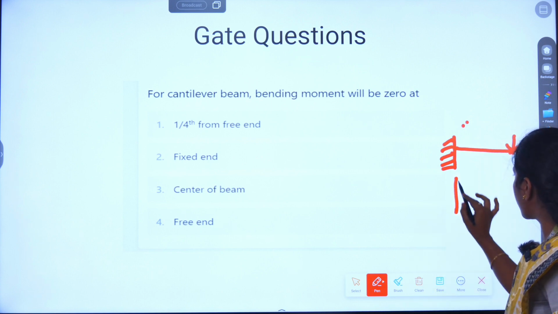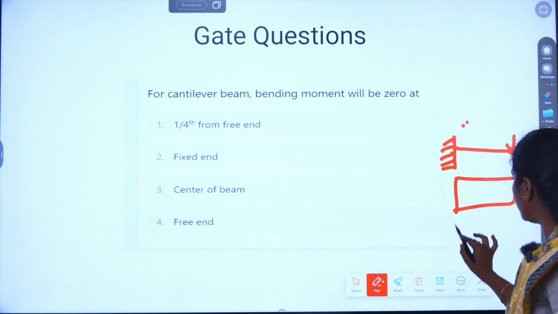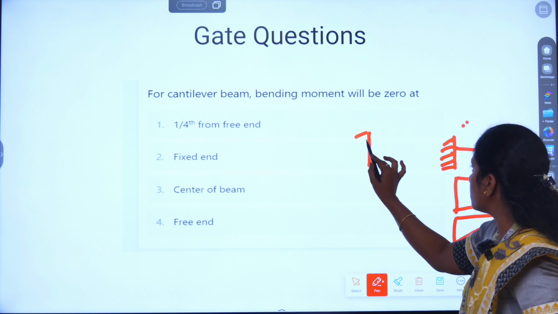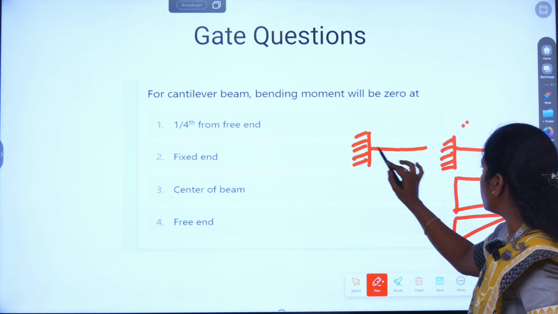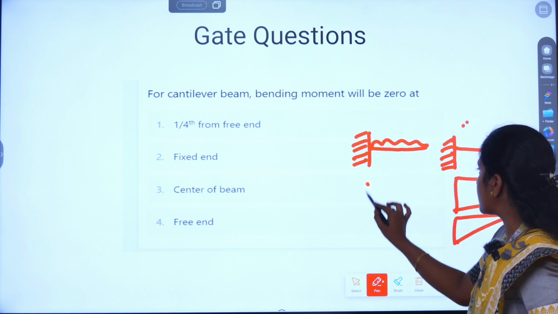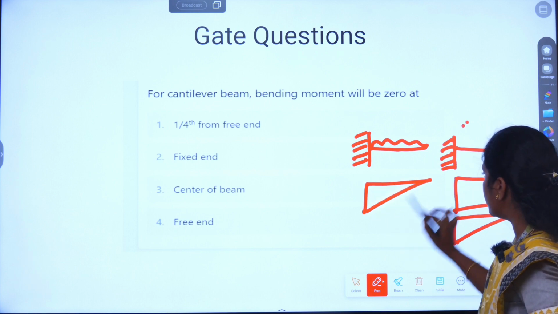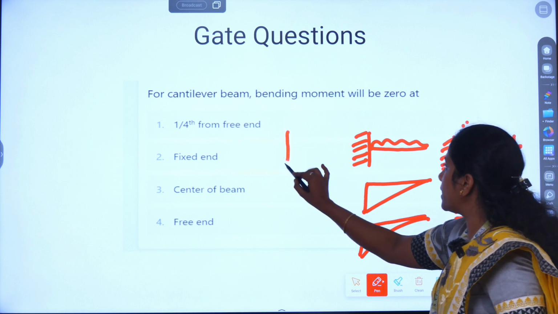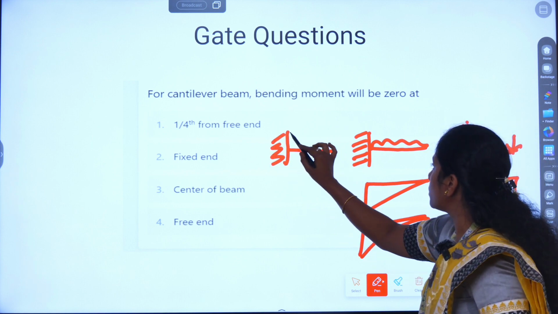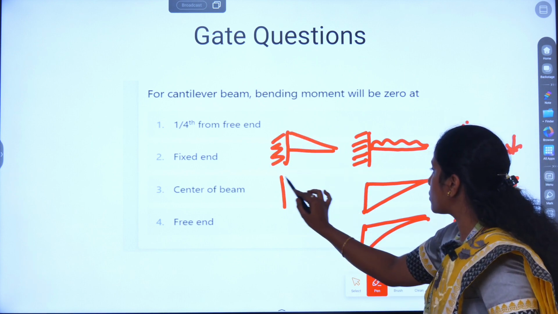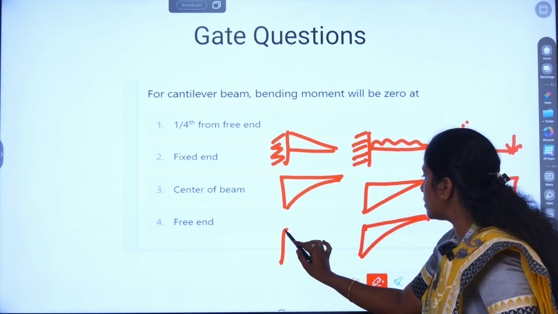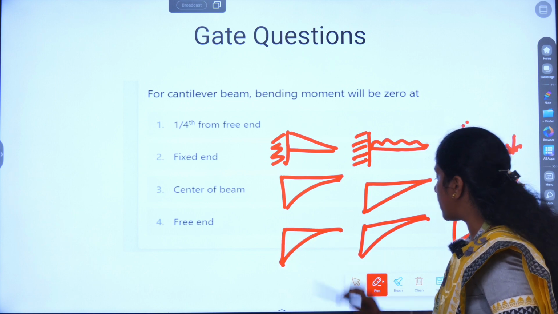the shear force diagram will be rectangular and the bending moment diagram will be linear. If I am applying a UDL to a cantilever beam, its shear force diagram will be linear and its bending moment diagram will be parabolic. If I am applying a uniformly varying load to the cantilever beam, its shear force diagram will be parabolic and its bending moment diagram will be cubic parabolic.